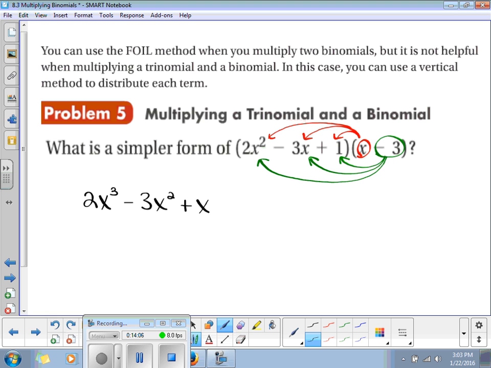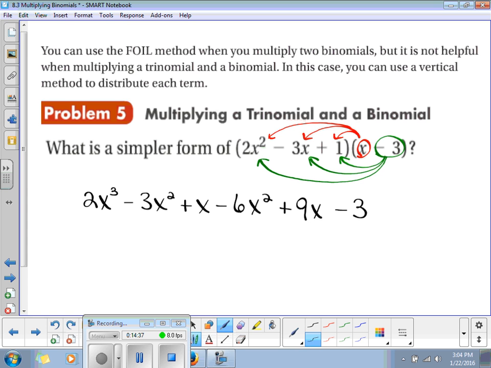And now we distribute the negative 3. So negative 3 times a positive 2x squared gives me a negative 6x squared. Negative 3 times a negative 3x gives me a positive 9x. And then a negative 3 times a positive 1 gives me negative 3.